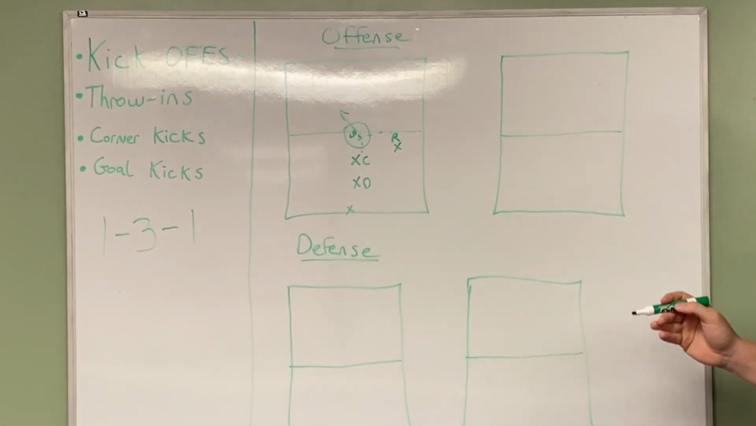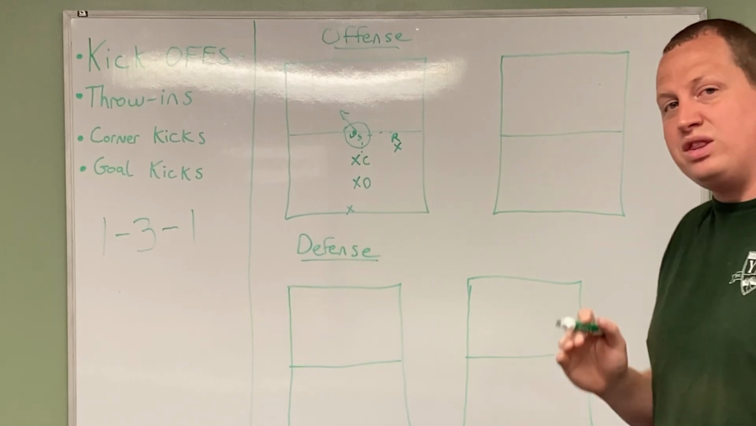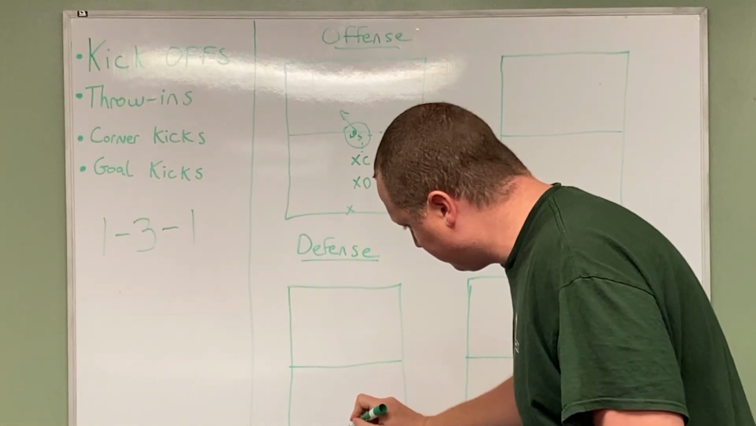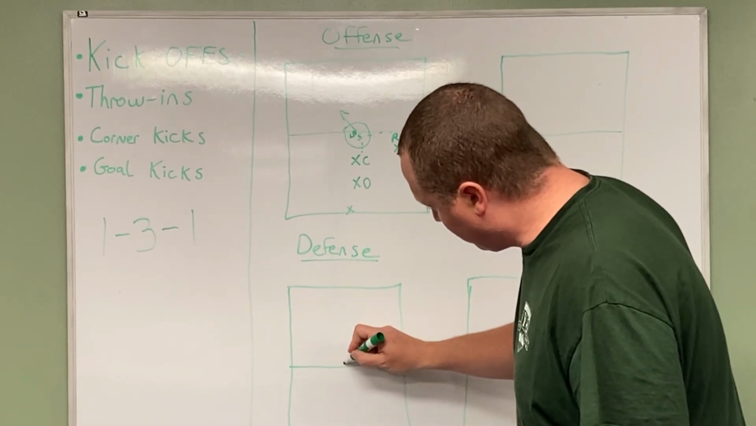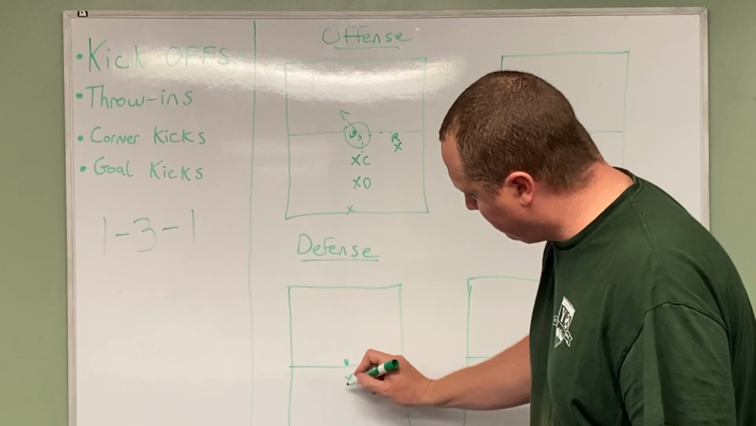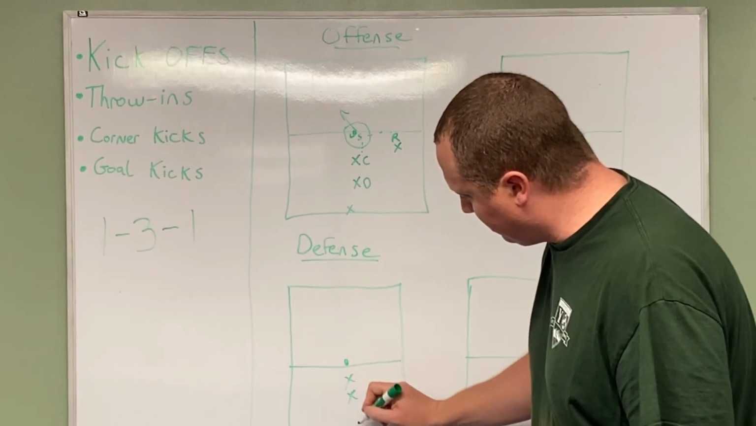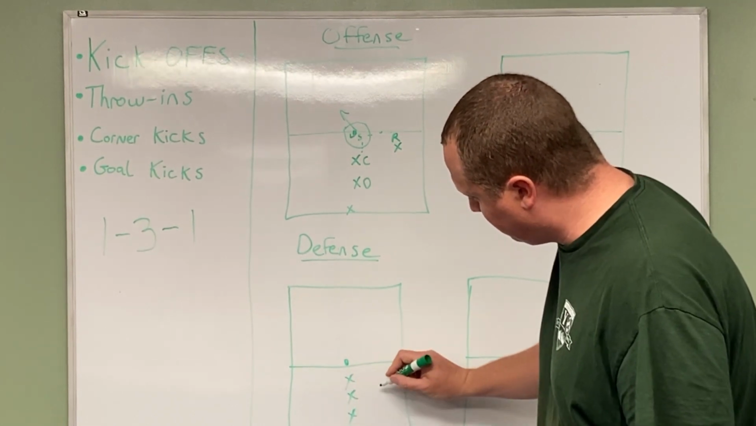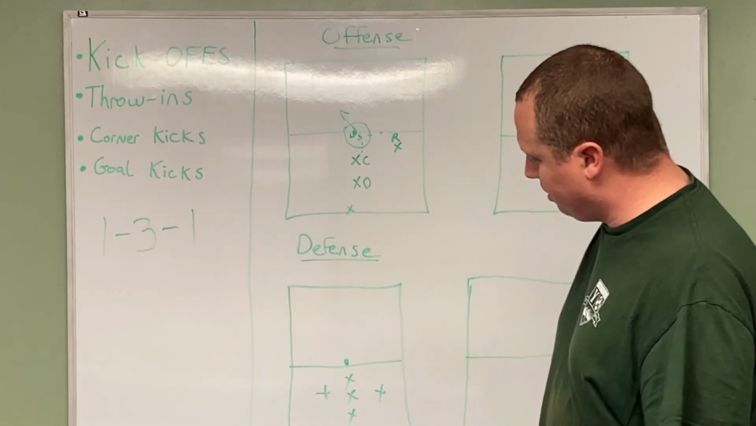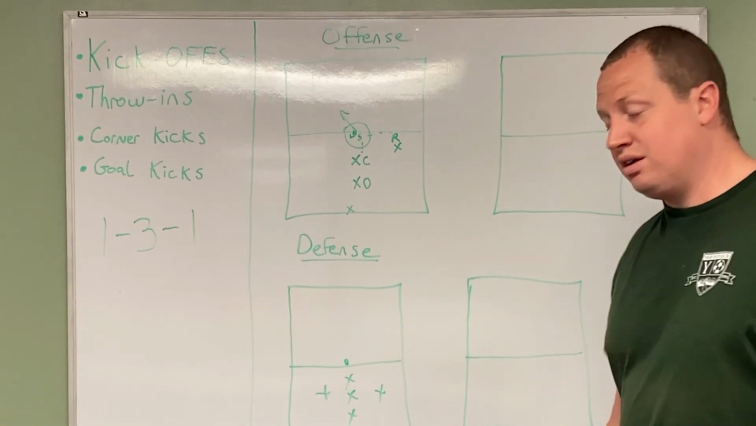So the next thing I want to show is how to set up when the other team has the ball on a kickoff. So our goalie's down here, and the ball's right here with the other team. All I want is the striker here, the center mid here, the defense here, the right midfielder here, and the left midfielder here. So we're literally in our formation.